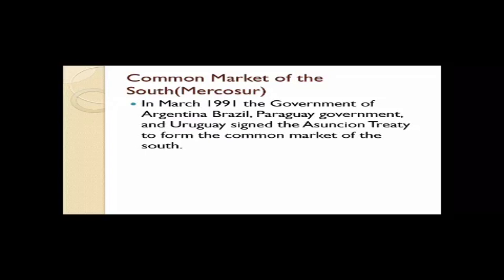Common Market of the South, or Mercosur. In March 1991, the governments of Argentina, Brazil, Paraguay, and Uruguay signed the Treaty of Asunción to form the Common Market of the South, in Spanish, Mercado Común del Sur, or Mercosur.